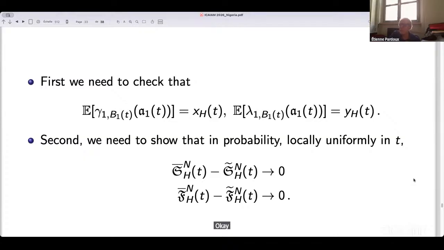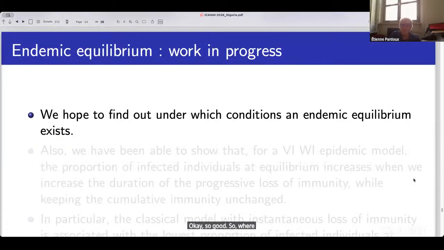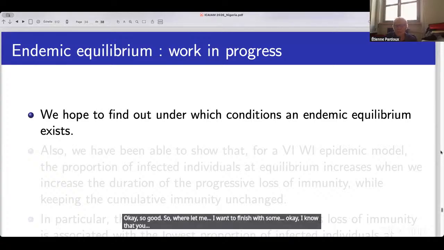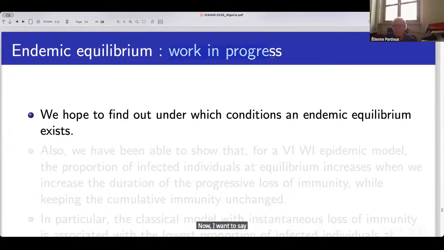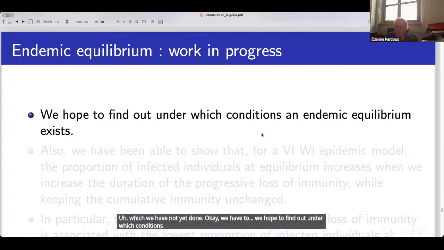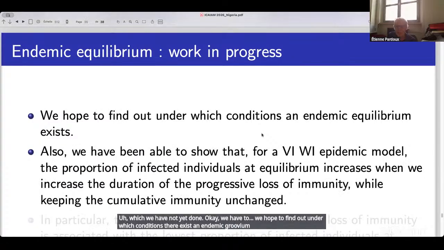Okay, so good. So well, I want to finish with some, okay, I know that you are starving, you want to go to lunch, so I will not be too long. Now, I want to say one word about some work in progress, which we have not yet done. We hope to find out under which condition there exists an endemic equilibrium in this model.